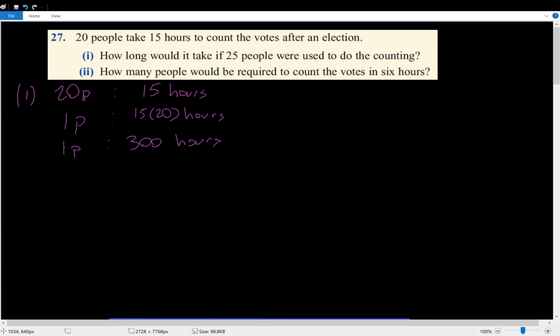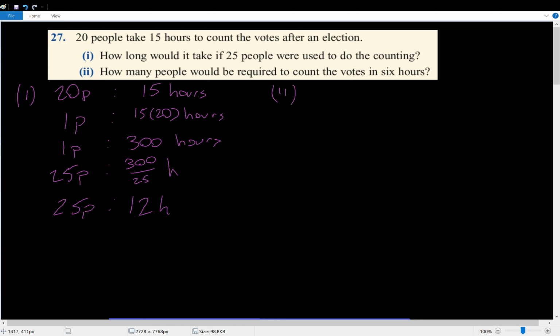And from here we can then work up to 25. So 25 people. So we've multiplied the number of people by 25, which means we're going to divide the number of hours by 25. So 25 people will take 300 over 25 hours, which means that 25 people will get the votes counted in 12 hours. Okay, now let's look at part 2.